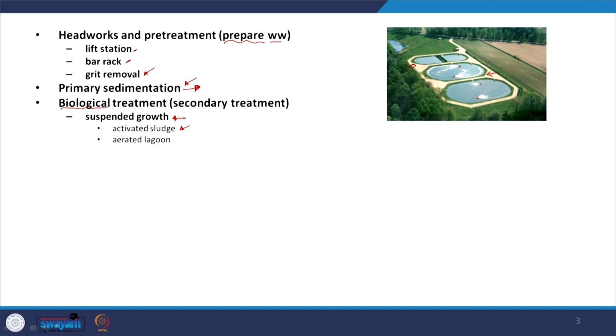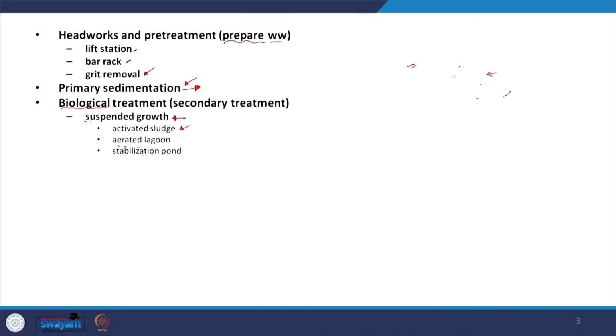Though we classify aerated lagoons under suspended growth, you will also have attached growth along the slopes and the bottom. Microbes will develop along the slope and the bottom. And then the stabilization pond; again you can have aerobic ones, similar to aerated lagoons, you can have different types of stabilization ponds, but the issue is that they require a large area and treatment efficiency is relatively less.